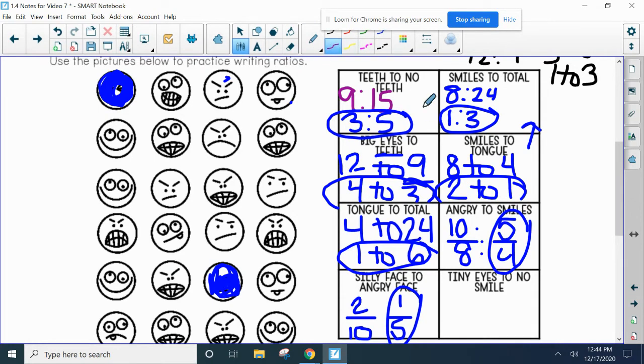And then let's do our last one. Tiny eyes to smile. Well, did we do tiny eyes? I think we did smile, but not tiny eyes.